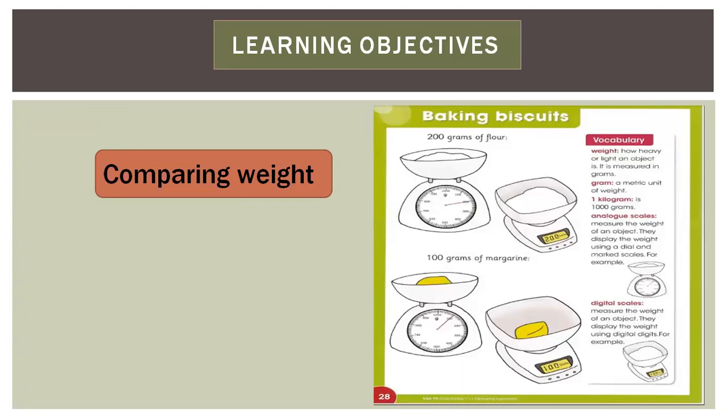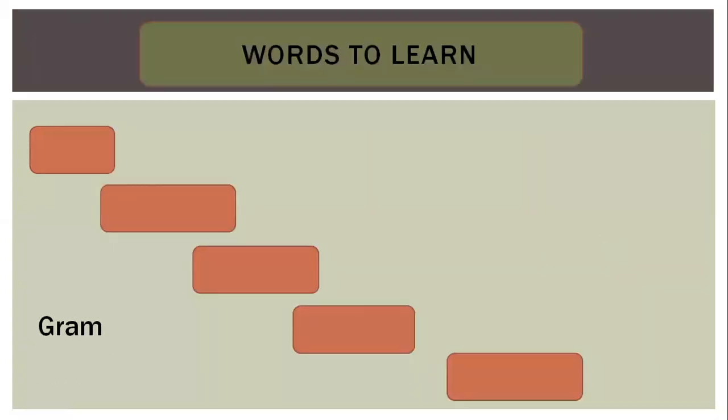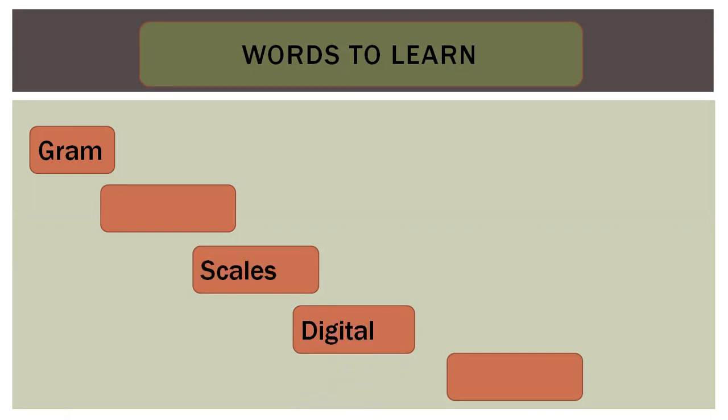So we have different scales as you can see in the picture. We have analog and we have digital scale. I will tell you further. Before that, we are going to write the vocabulary words from this lesson. The first word is gram, scales, digital, kilogram, and analog. These are the 5 vocabulary words that we are going to learn from this lesson.